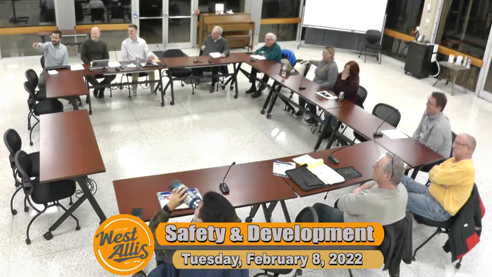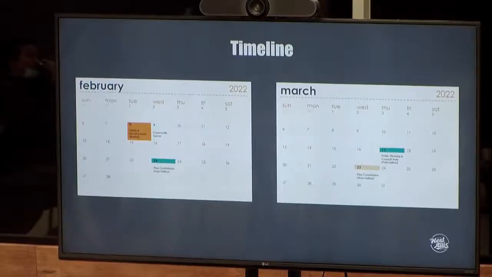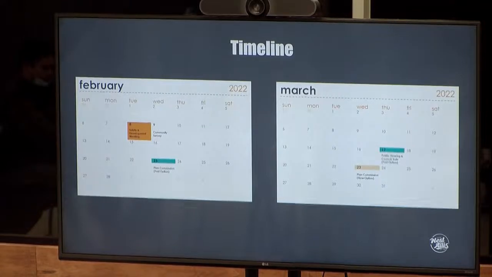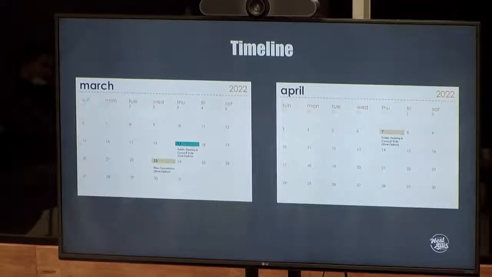Just a couple more. Okay, so today is February 8th. That's in the orange. That's today. Sending out the community survey tomorrow. Our first option for our timeline is in a couple weeks. We would present this to Plan Commission and then have a public hearing with Common Council on March 17th. That's our fast option. Our slower option is to meet with Plan Commission on March 23rd and present to have a public hearing on April 7th.